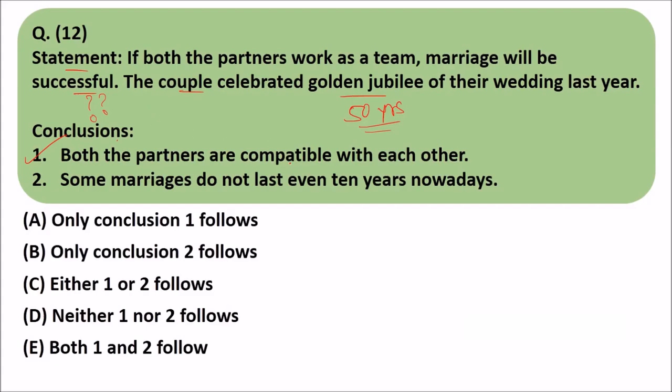So over here, we do not know whether other marriages are lasting 10 years nowadays or not. We only know about the couple that they were together for 50 years, and that if partners work as a team, marriage will be successful. Now say partners are working as a team and the marriage lasted only 5 years. Would the second conclusion be true? No, the statement would become false, but we have to always take the statement as true. So we cannot be sure about the second conclusion, so it does not follow, only conclusion 1 follows.